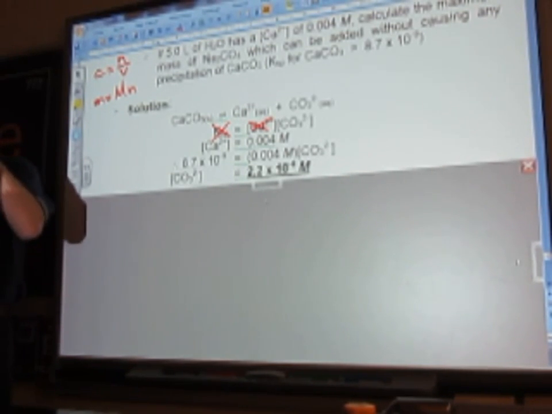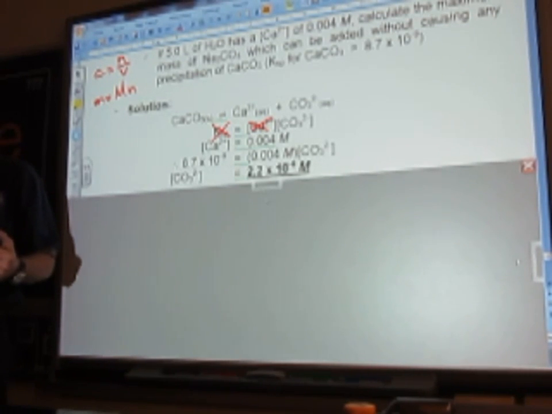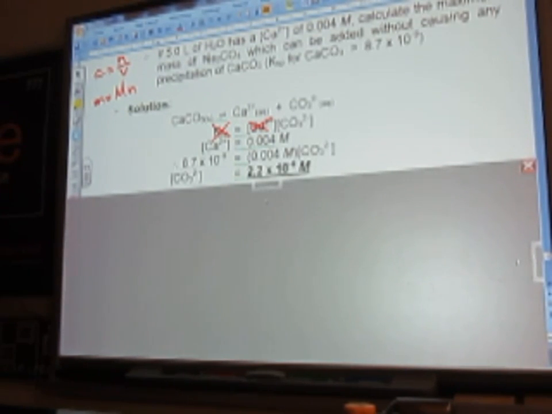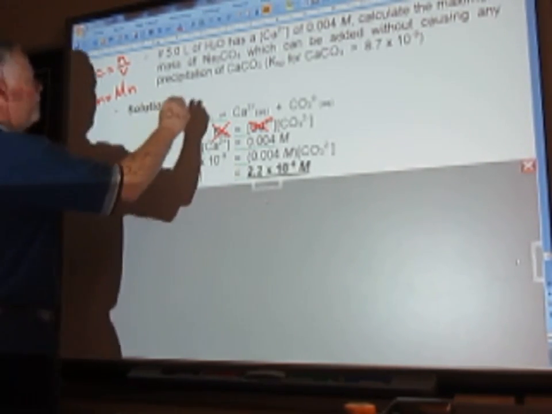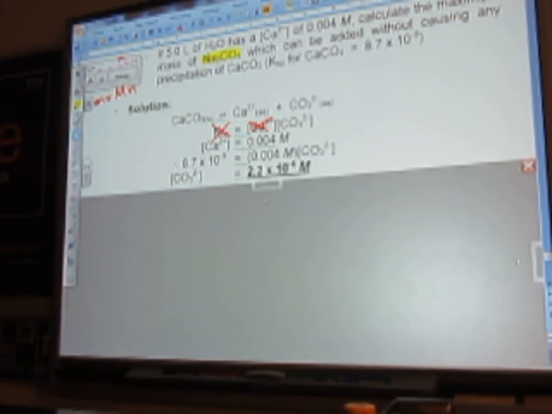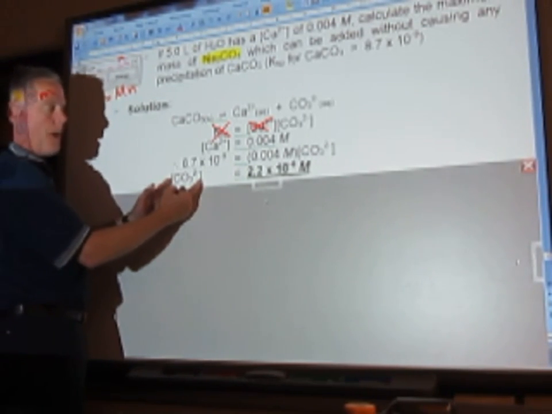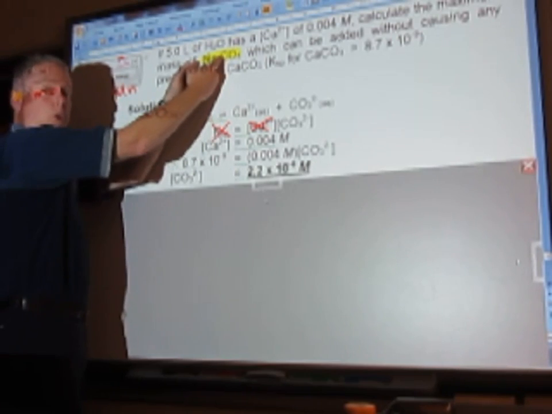What am I adding to make a saturated solution? I'm not adding just carbonate. Where's the carbonate coming from? From here. So I've got to figure out what mass of that. Do I know anything about carbonate and sodium carbonate? They're the same. Concentration is the same. They're in a 1-to-1 ratio. So the concentration of sodium carbonate is going to be the same. If I need to add this much carbonate, I'm going to have that concentration of sodium carbonate because they're the same.